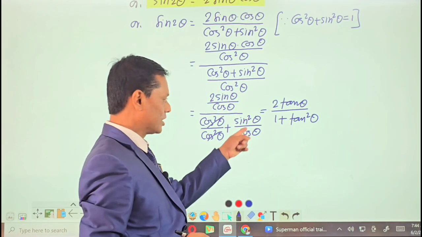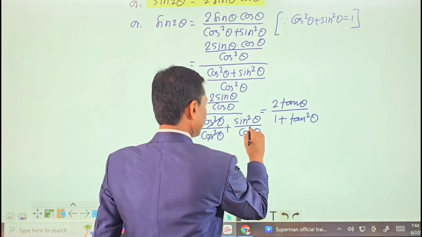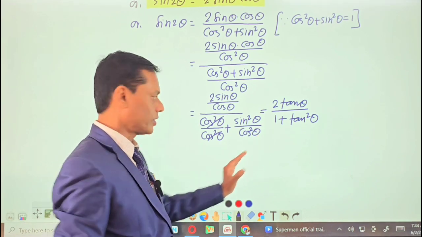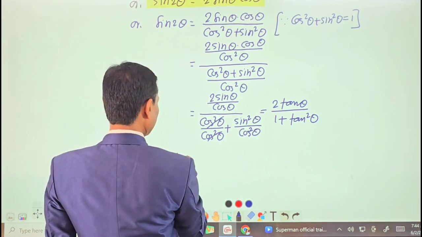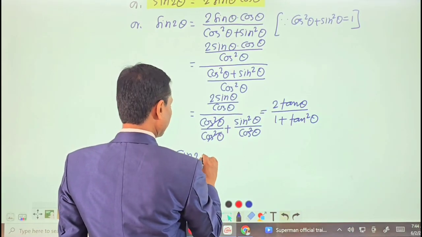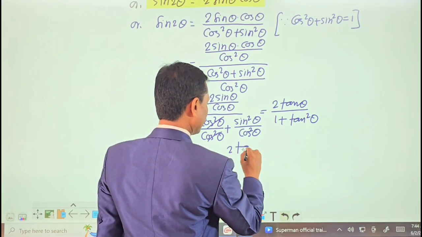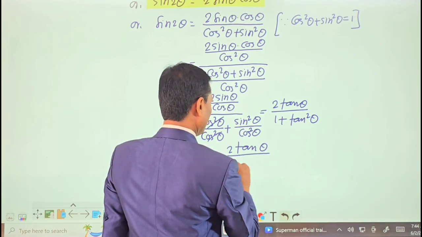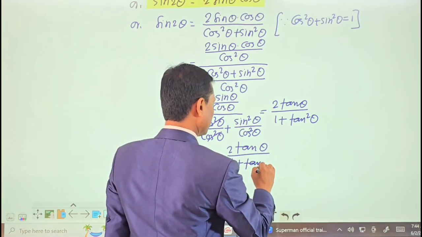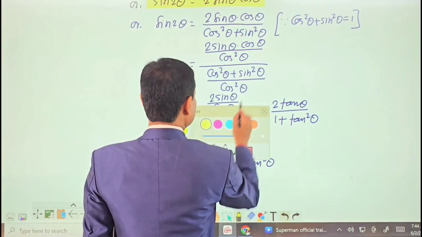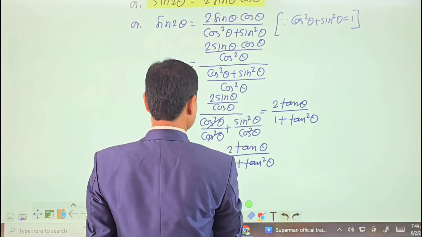Because sin square over cos square equals tan square. So therefore, we got another formula of sin 2 theta, that is sin 2 theta equals 2 tan theta over 1 plus tan square theta. And that's our second formula of sin 2 theta.